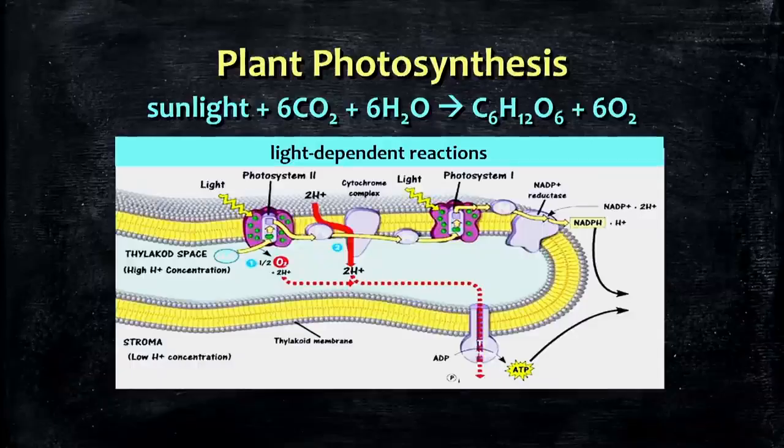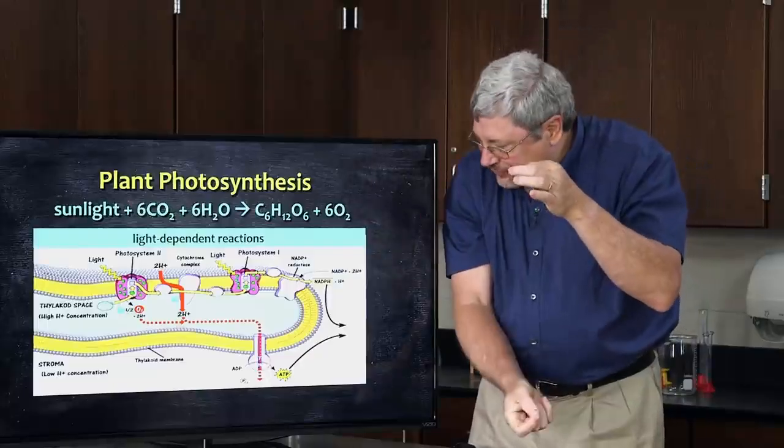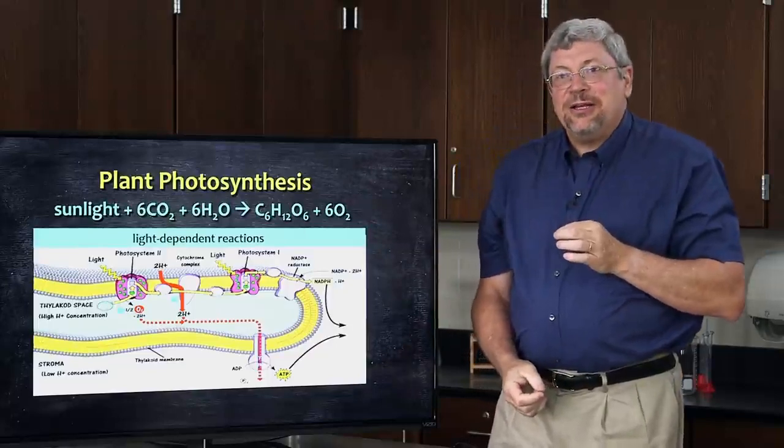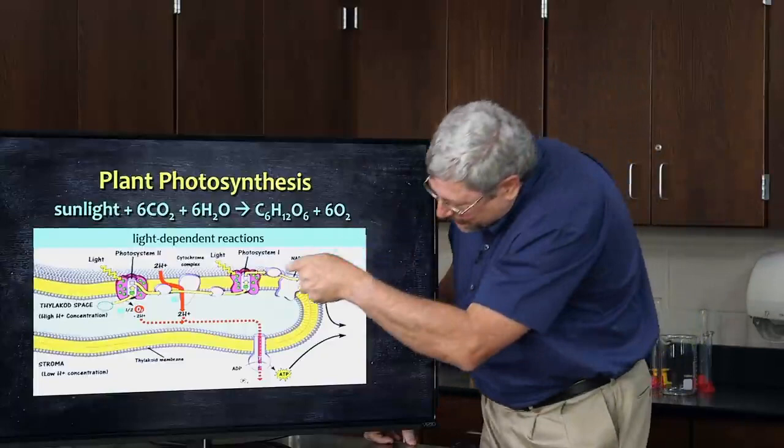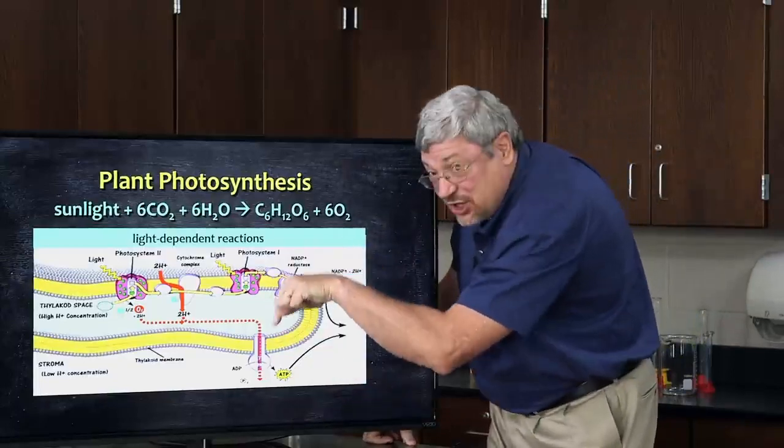This is an ATP synthase protein. It's got a little channel running through it that's just big enough for the hydrogen ions to get through. And they see their way: ooh, I can get out of here. The second law of thermodynamics says, man, I'm going to go. And so they go right on through that.